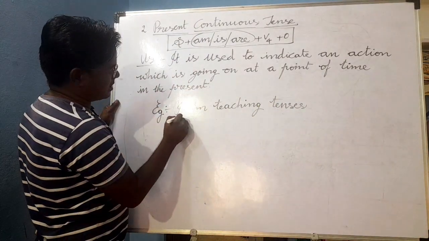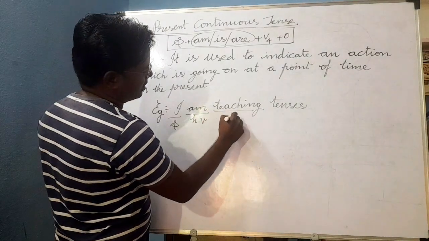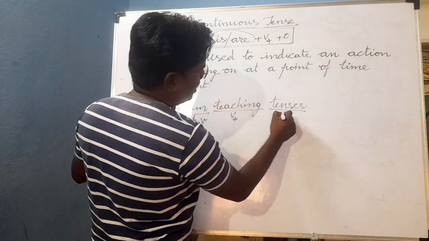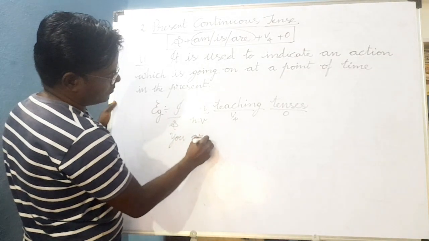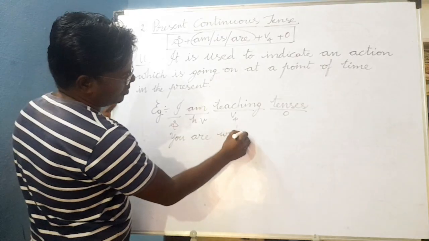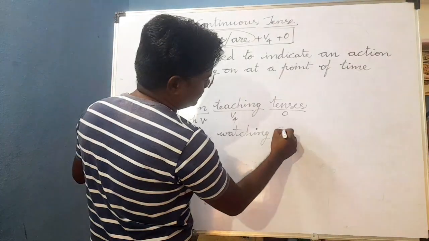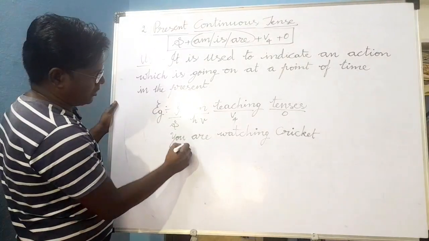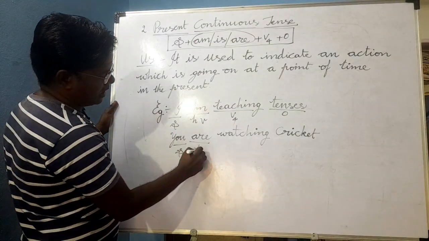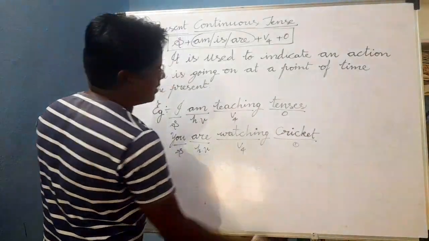So here this is the subject and it is the helping verb and it is V4 form and it is object. Okay, next. You are watching cricket. You is the subject, are is the helping verb and it is V4 form and it is object.